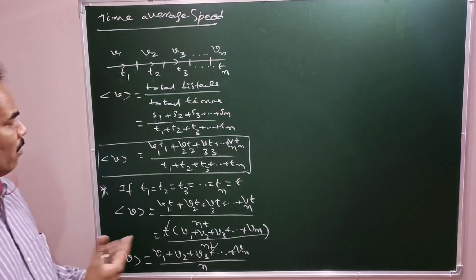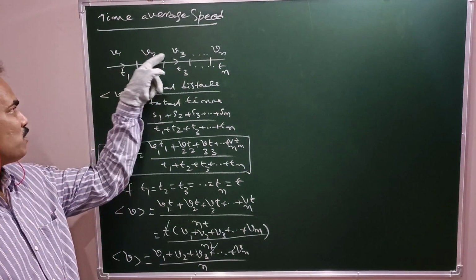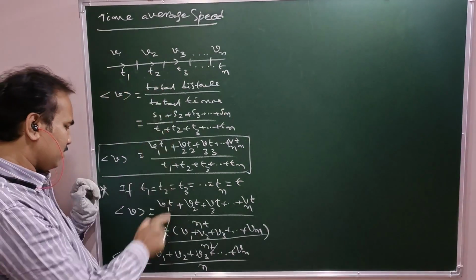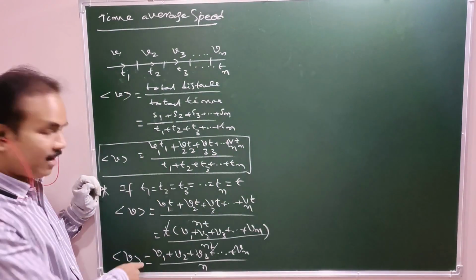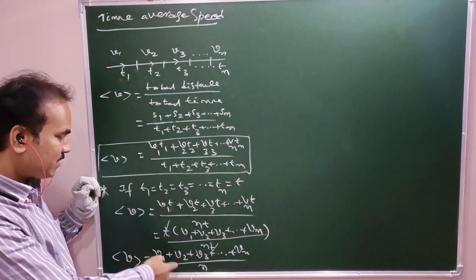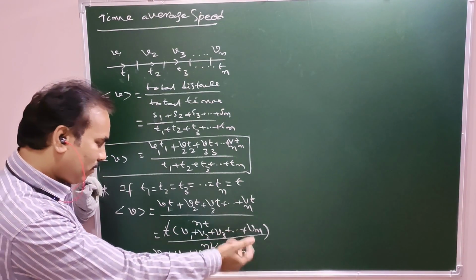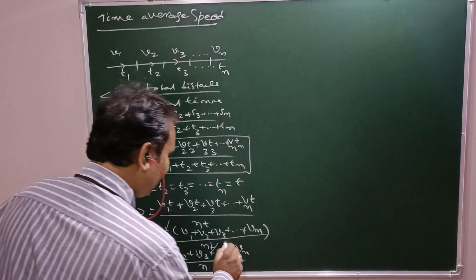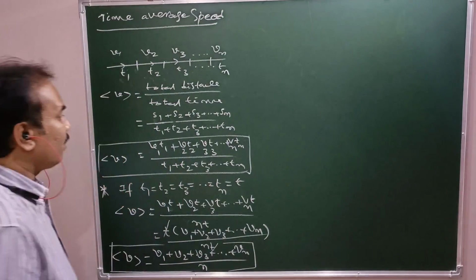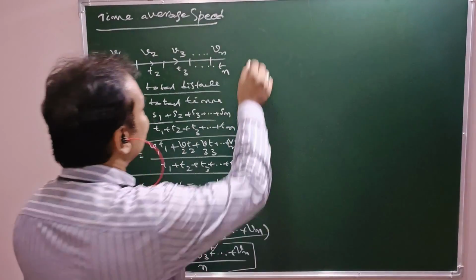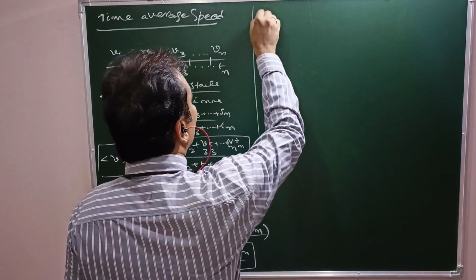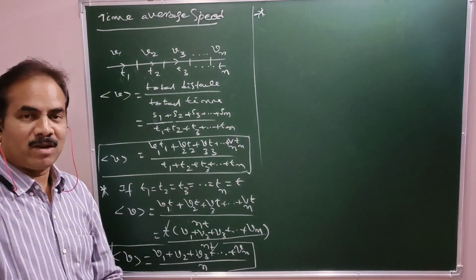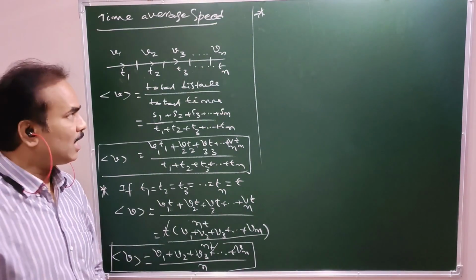Okay. So when a particle moves with different speeds in successive equal intervals, say t like that, then what is the average speed? It is v1 plus v2 plus v3 plus up to vn, whole divided by n, which means the arithmetic mean. Right? This is the arithmetic mean. The same can be applied even for two successive equal intervals, or for three successive equal intervals.